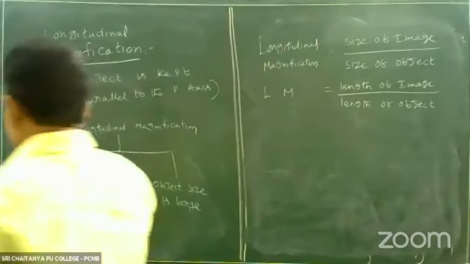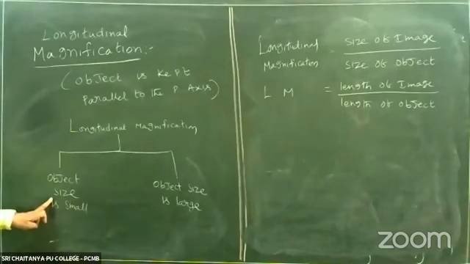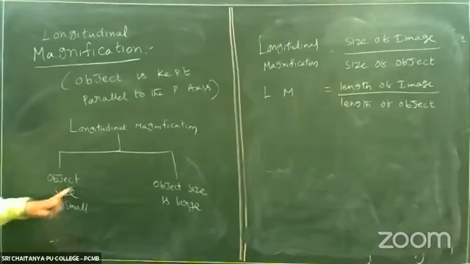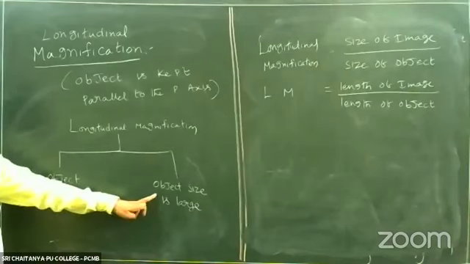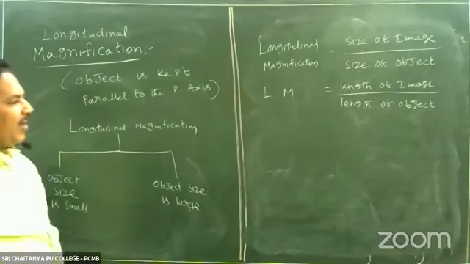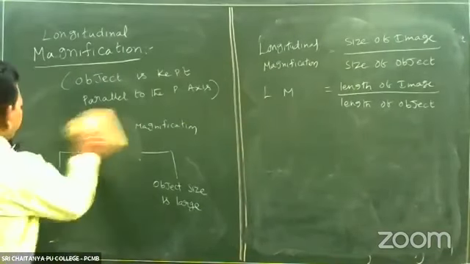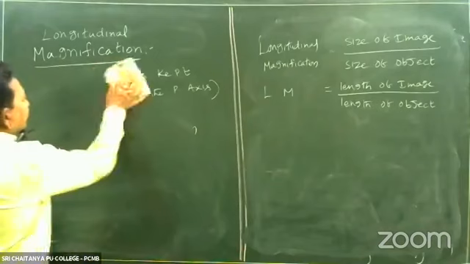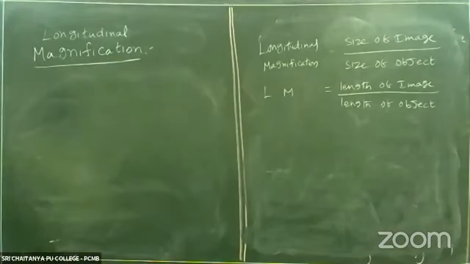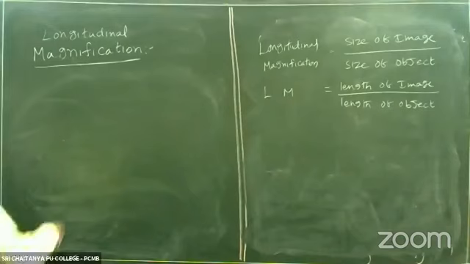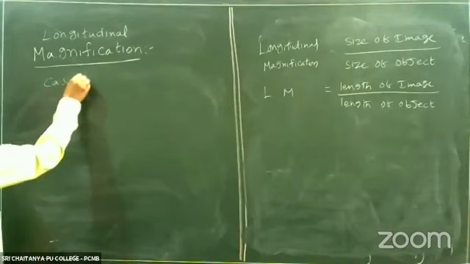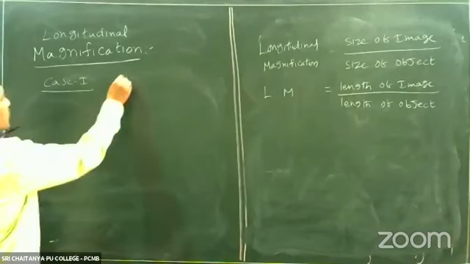The first case, object size is small when compared with object distance. One method we will calculate. Object size is large compared to the object distance: another method we will calculate. First of all, consider the first method. When the object is small, how to calculate the longitudinal magnification? Object is small, case 1. Small object.